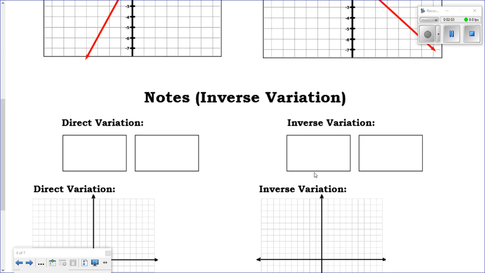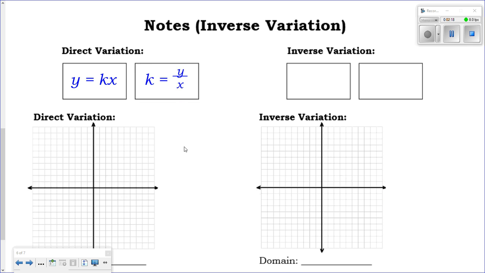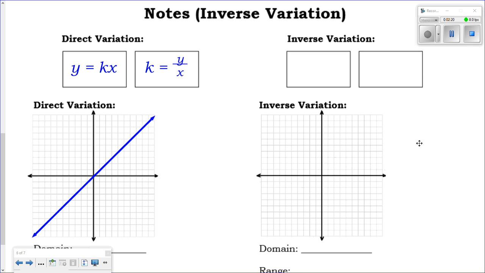All right, inverse variation. So to start, let's review the direct variation equations. You'd have y equals kx, or k equals y over x. Okay, remember, this is the primary equation, this is the secondary equation, just to help you solve some problems. And the graph is just a straight line that goes through 0, 0.